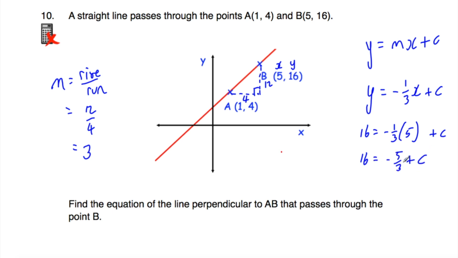Now we want to get the c on its own, so we want to get rid of this minus 5/3. So let's add 5/3 to both sides. So add 5/3 and add 5/3. Now this is a non-calculator question, so we're going to have to do this manually. So we've got 16 plus 5/3.